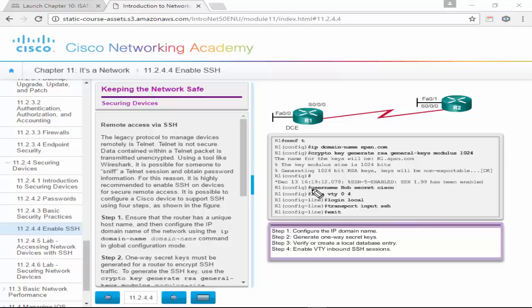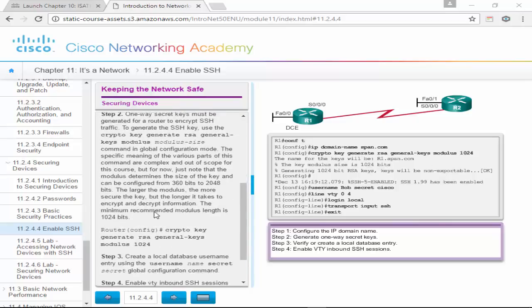SSH you can't, and so we're gonna do a command: username Bob secret. This could be password, but secret just makes it an encrypted password, and so this is then the password for this user. Okay, then we go into login line VTY, and we can change it to only accept SSH. We also do this login local. We've done login in the past for telnet, but login local will allow it to use this username. Okay, so make sure you take down all of this as well, because you will have to do this in this final Packet Tracer.